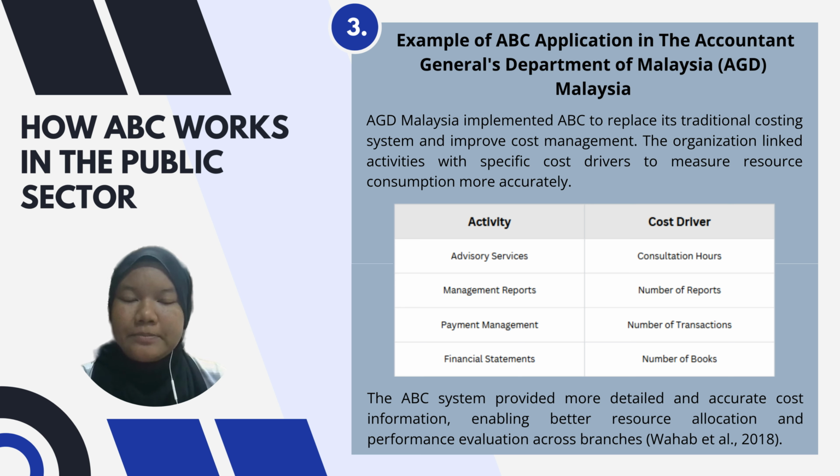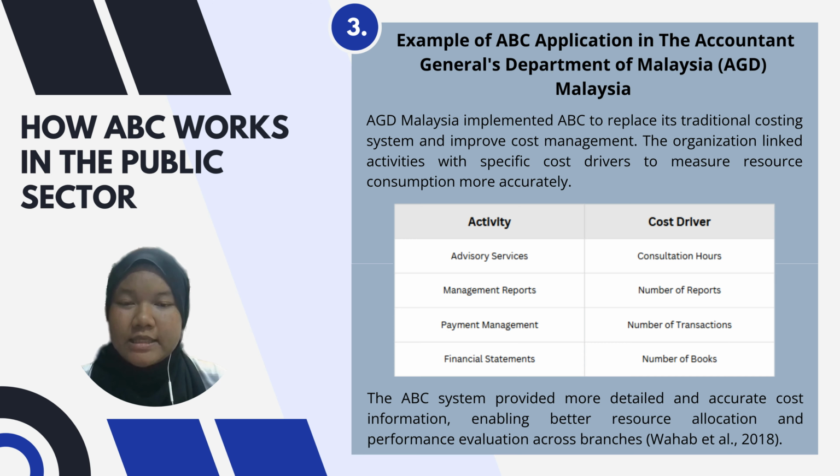Under the ABC system, AGD first identified the various activities involved in delivering its services. These activities include preparing financial statements, providing advisory services, managing payments and receipts, and producing management reports. After identifying the activities, AGD assigned appropriate cost drivers to measure the resources consumed by each activity. For example, advisory services were measured using consultation hours, while management reports were measured using the number of reports produced.